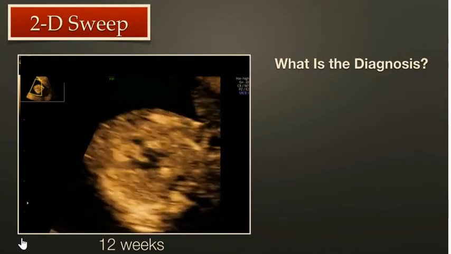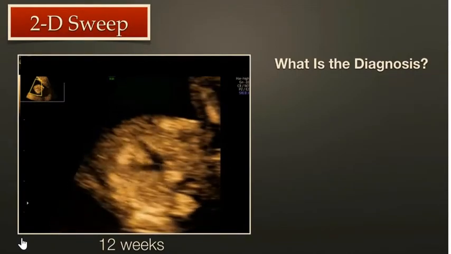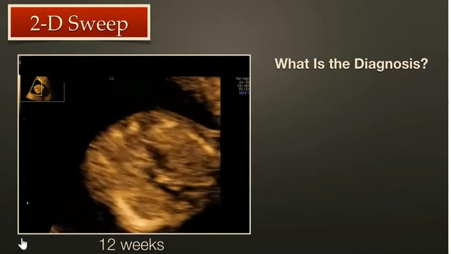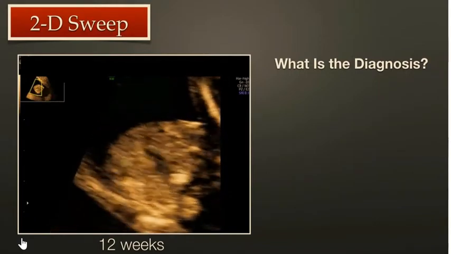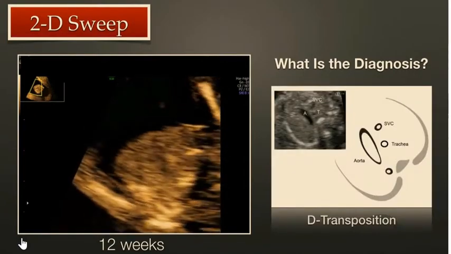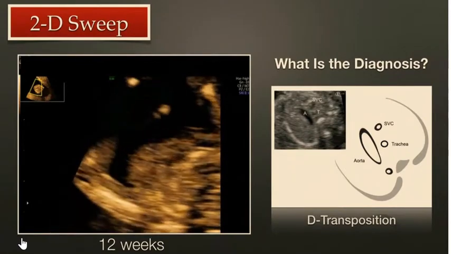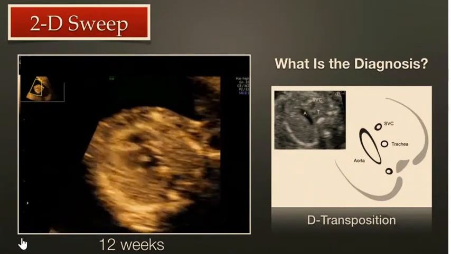Here's a sweep. What is the diagnosis? Detransposition is suggested because of the single vessel at the level of the tracheal view that is present instead of 2 vessels coalescing together at their insertion into the thoracic aorta.